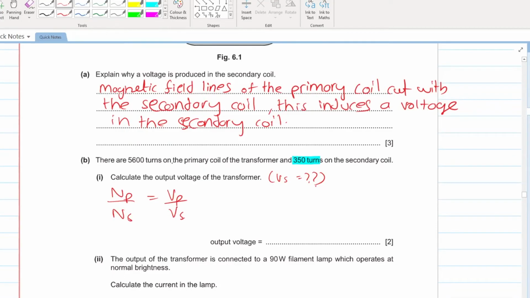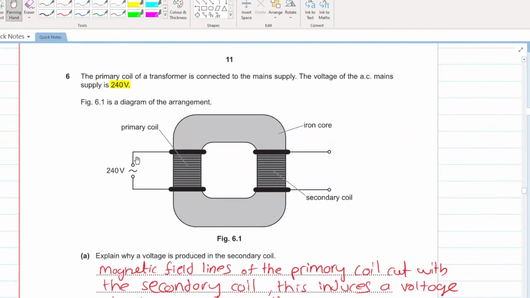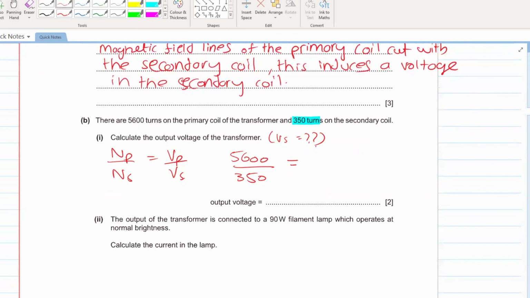Perfect. What is the number of primary turns? 5,600. What is the number of secondary turns? 350. What is the primary voltage? 240. What will be your secondary voltage? Vs. Can you calculate that? Yes. 5,600 divided by 350. Perfect. 240 divided by the answer. Your secondary voltage comes out to be 15 volts.